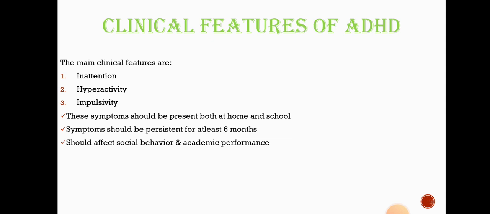For example, in social behavior, because of inattention, they are unable to communicate with others, unable to maintain friendships, and unable to play with other children. The next one is academic performance. They will get fewer marks in examinations, show poor performance in school, and be unable to complete tasks in school. So these all come under academic performance.